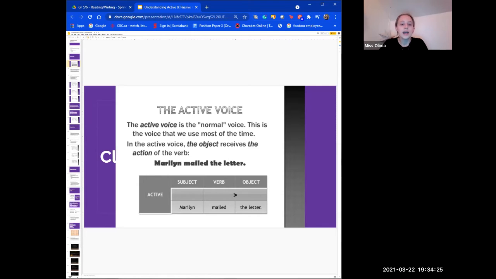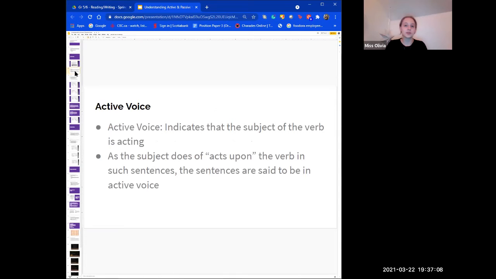Okay, so an example of active voice: Marilyn mailed the letter. The object is receiving the action of the verb. In the phrase, Marilyn mailed the letter, what is the subject? Who knows? Active voice indicates that the subject of the verb is acting. It's doing something. As the subject acts upon the verb in such sentences, the sentences are said to be in active voice.